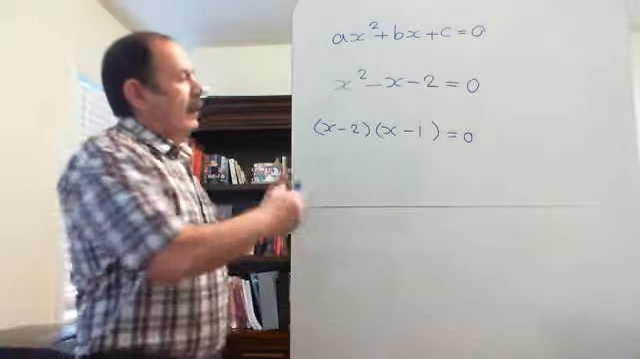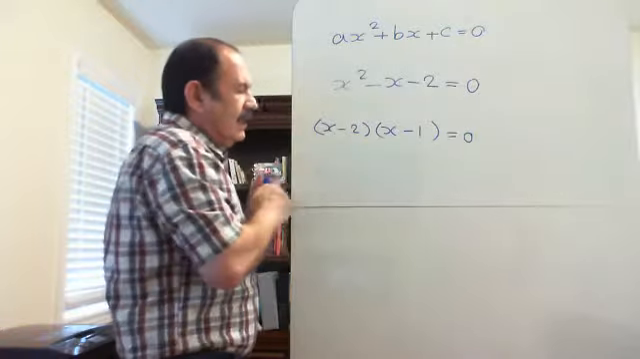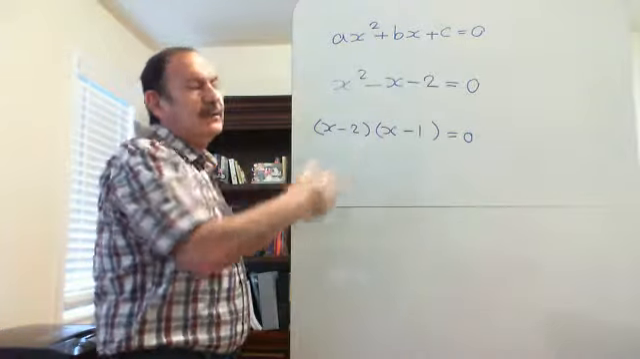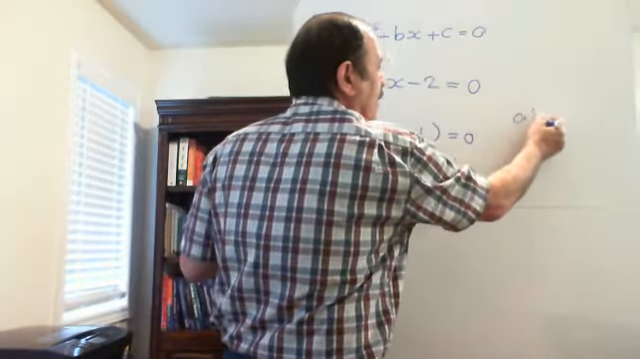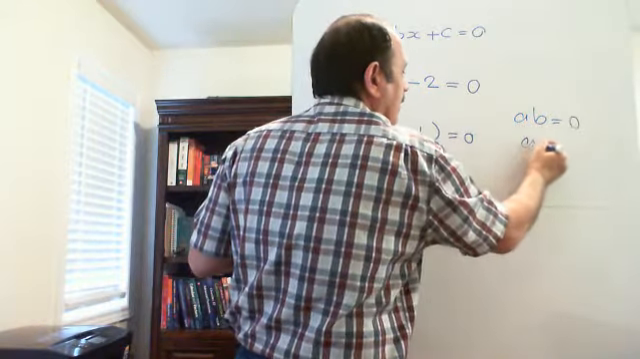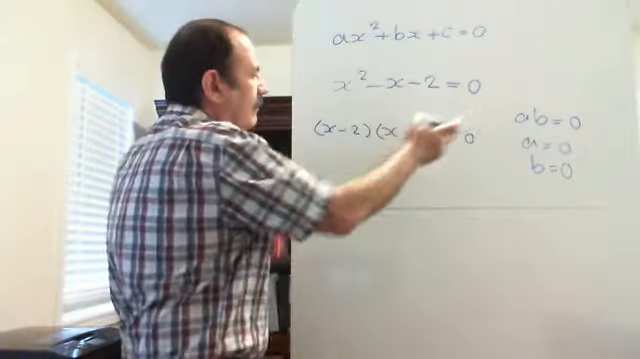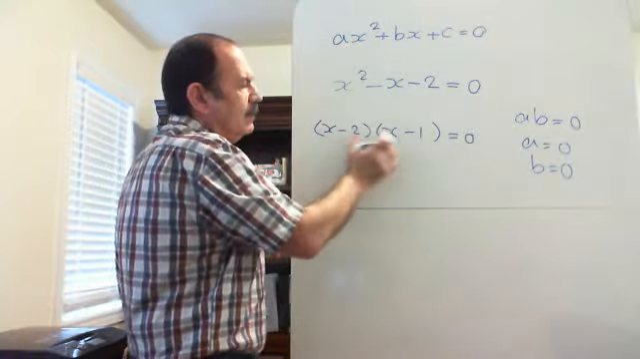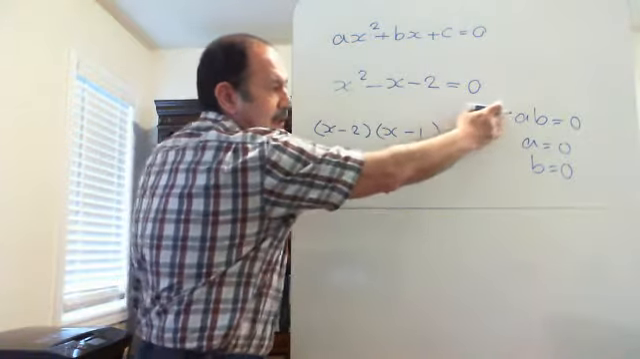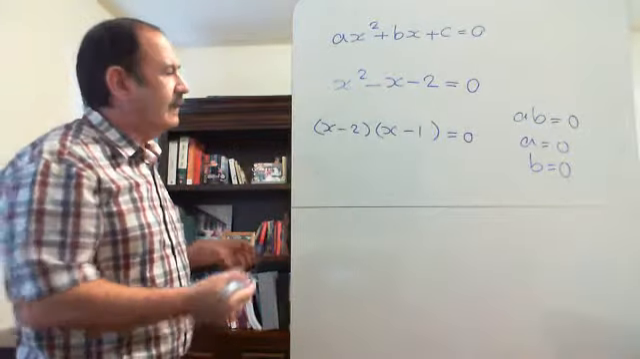Now, because the multiplication of these two is equal to 0, it means either of them equal to 0 can be the answer. Same as A times B equal to 0: A equals 0 is one answer, B equals 0 is another answer. So instead of A and B, we have x minus 2 and x minus 1. The multiplication of these two is equal to 0, so each bracket equal to 0 is one of the answers.